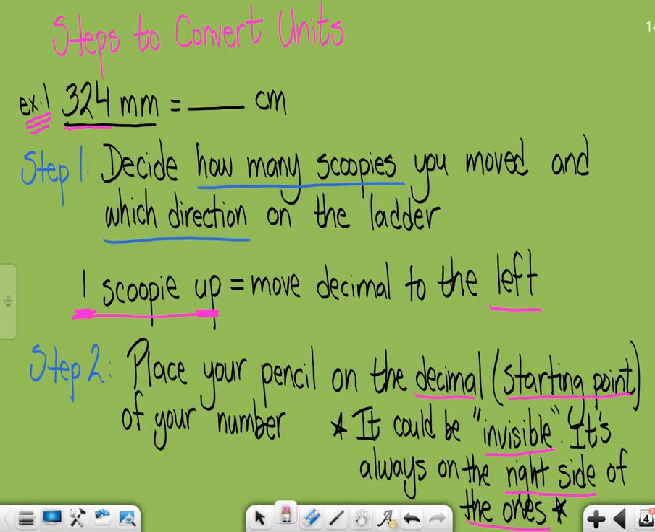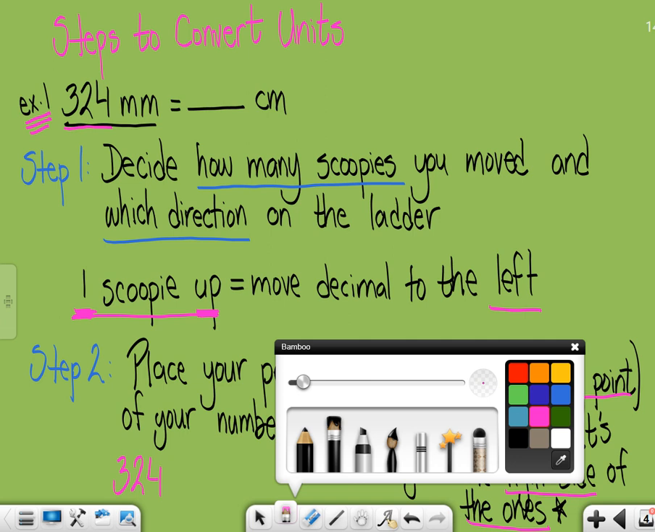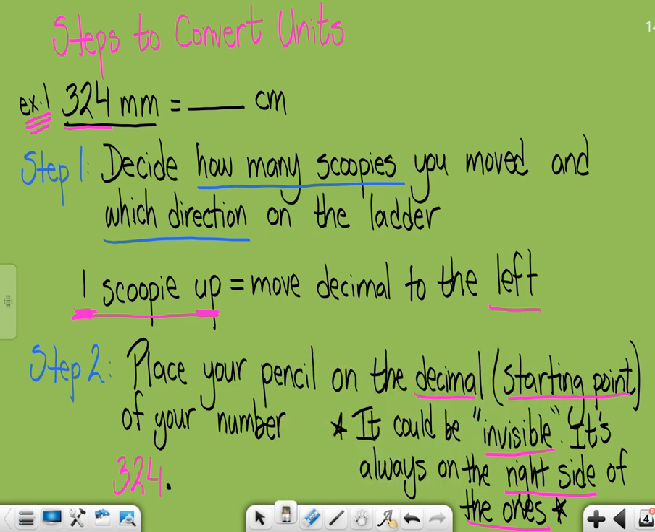So right now, because the decimal is invisible, we know it's always on the right side of the ones. So even though it's not written in, we know from our previous knowledge that there's an invisible decimal right here. And the rest just happens to be 0, 0, 0, 0, 0. It's gone. We learned that last unit. If there's no decimal written, it's invisible because there's nothing else. There's 324 wholes. There's no fraction, no part of anything. It's a whole. But we do know that there is an invisible decimal. So I'll say that on step 2.